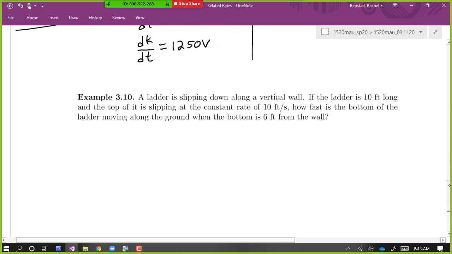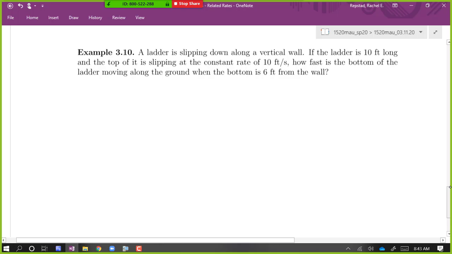We have got one more. This problem is probably in, as an example, in just about every calculus textbook published. A ladder slipping down along a vertical wall. And so if you could imagine, let's say here's our vertical wall, here's the ground. I've got a ladder that's slipping down. So as the top slips down, the bottom has to kick out away from the building.